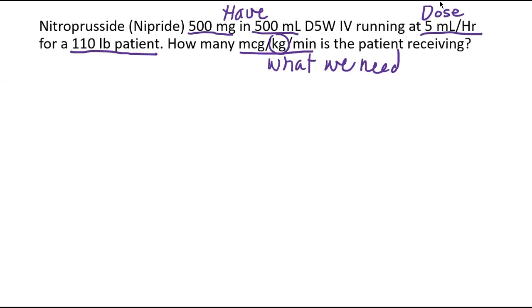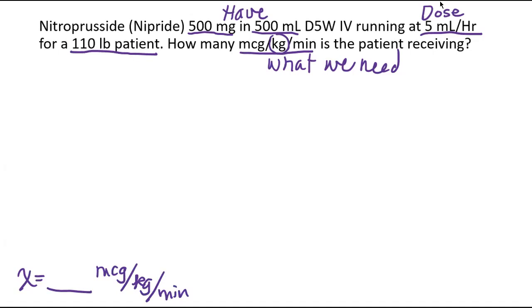All right, so the first thing we're going to do is say X, and let's start at the bottom here. X is equal to blank micrograms per kilogram per minute. That's what we want to see when we're finished with this.